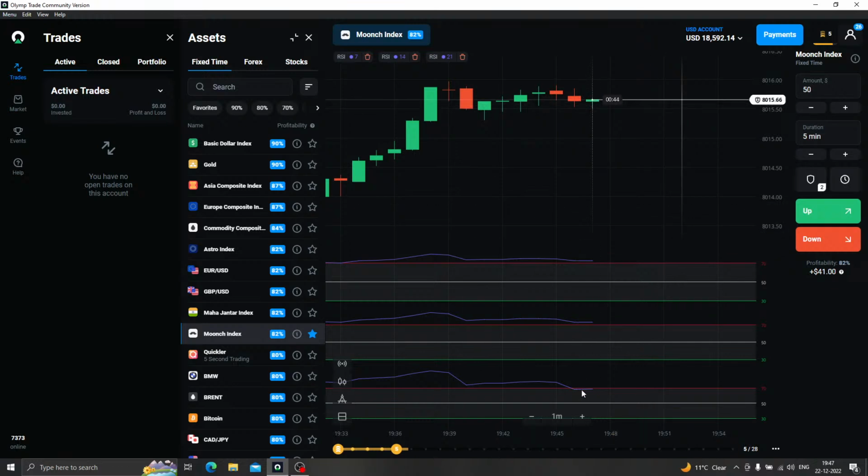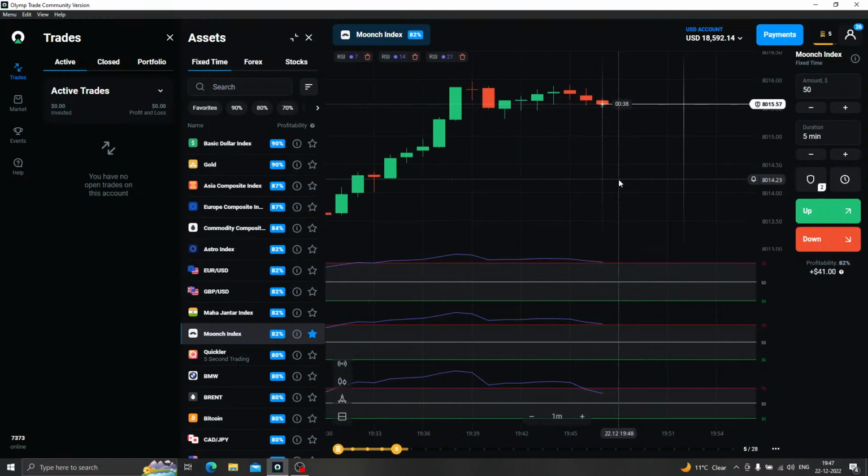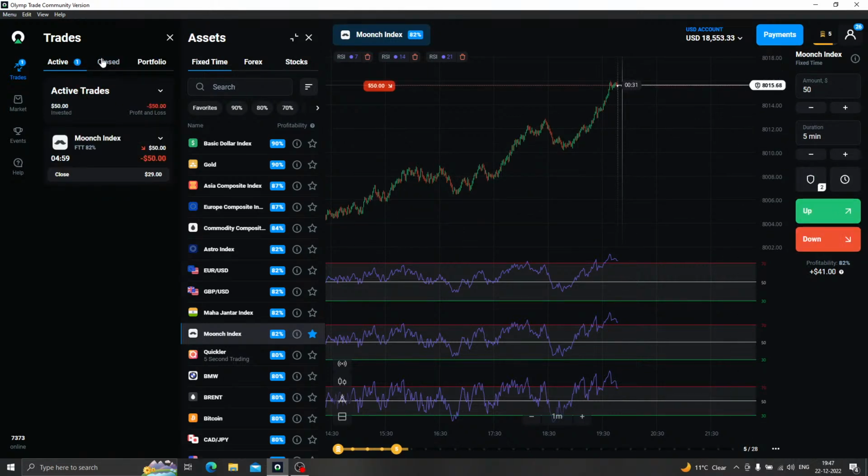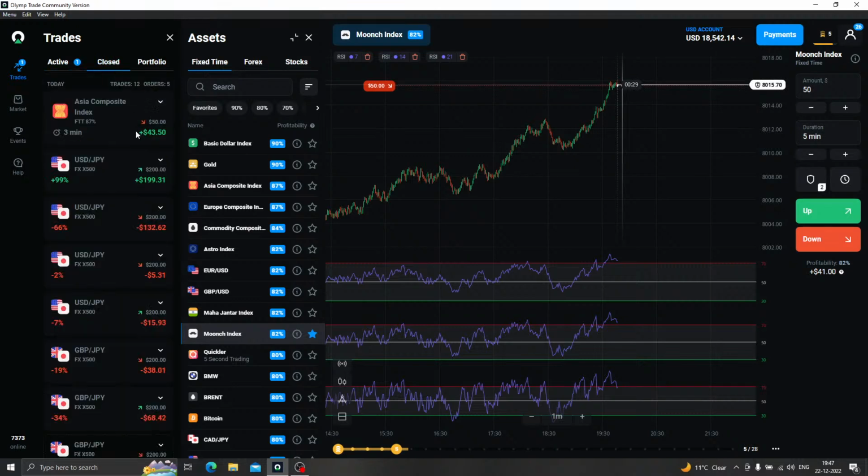Okay, so the RSI with period 7 has already indicated that it is moving back into the channel. So I think that this seems to be a good entry point, a downside trade for 5 minutes. The previous trade we have already won.